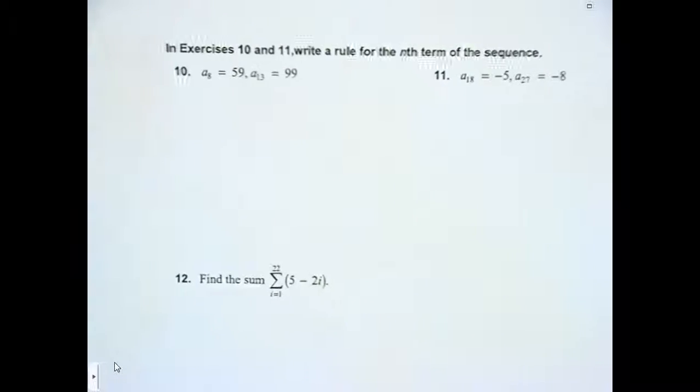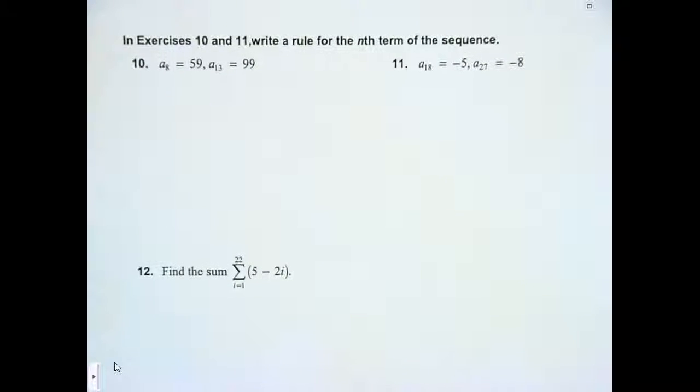I want to skip 19 for a minute. We'll come back to that one. But number 10. Write a rule for the nth term of the sequence. So same idea. It's a sequence, right? Write a rule for the nth term. Go and talk to your neighbor about how you're going to do it.